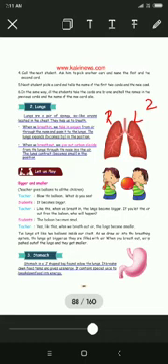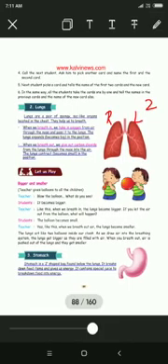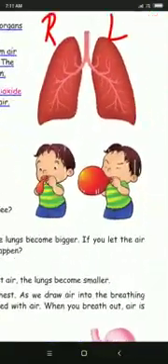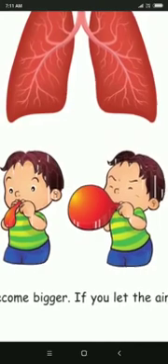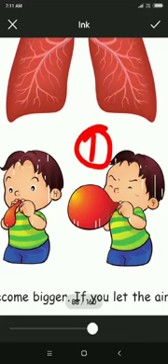Okay, so for example, you have already blown a balloon, no? So this is the function of the lungs. First of all, you blow the balloon. Blowing the balloon means the balloon becomes big in size. Like that, when we breathe in, the lungs become bigger.